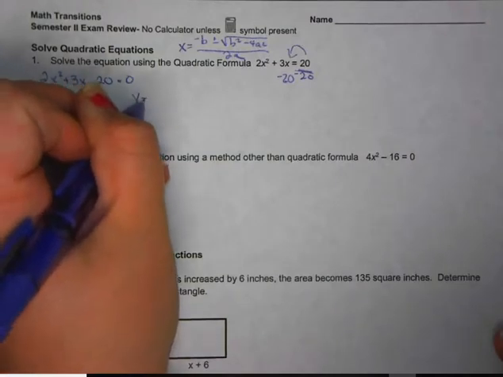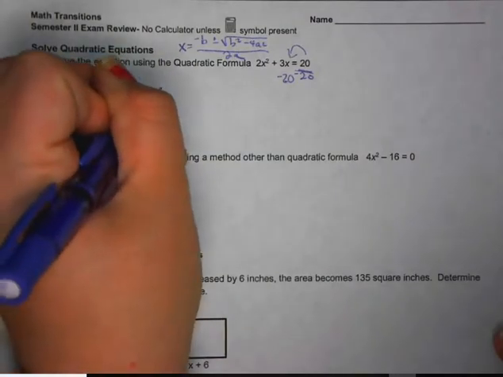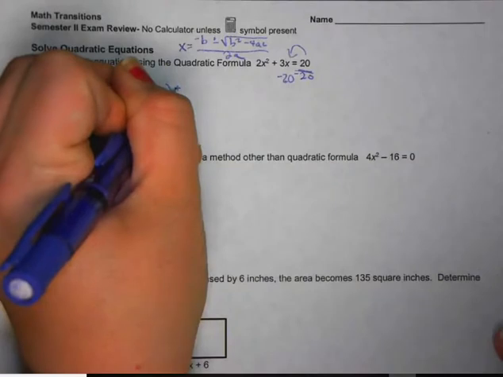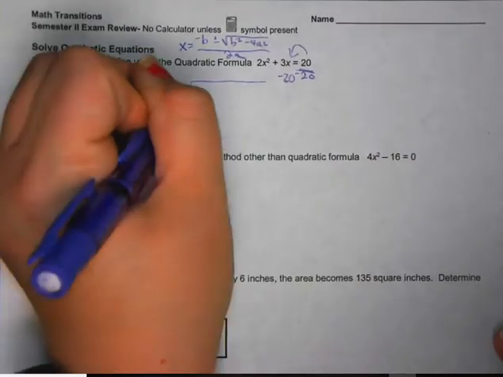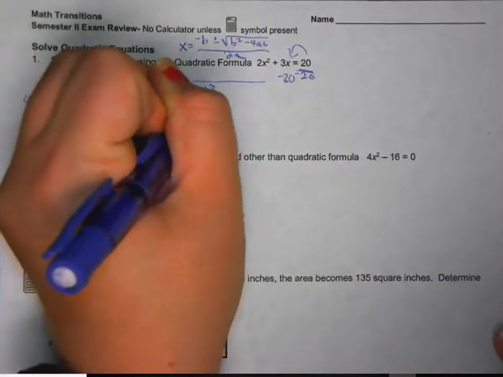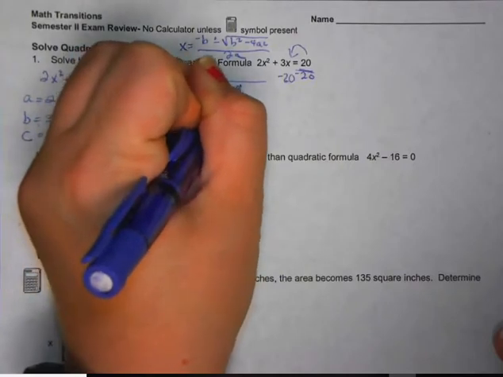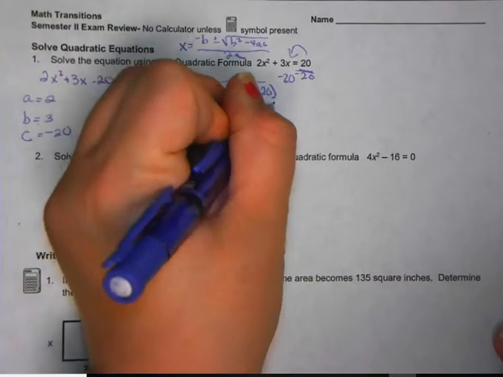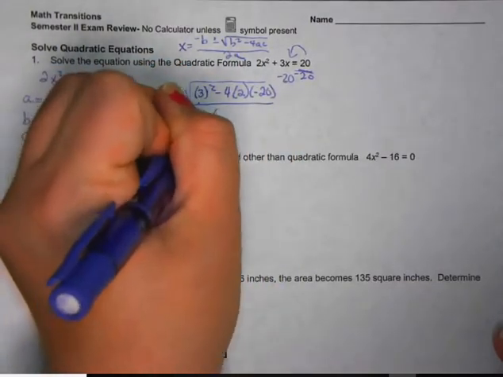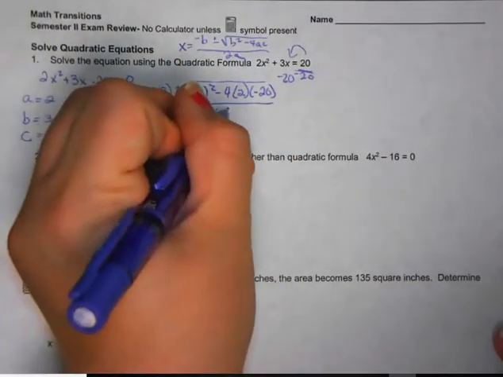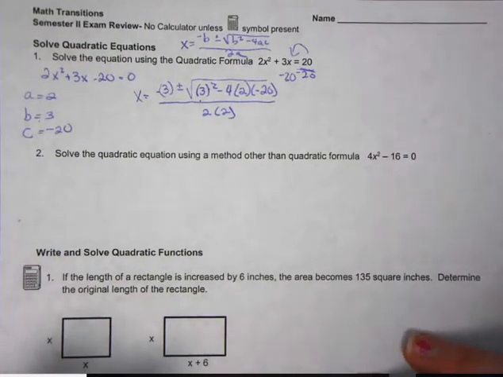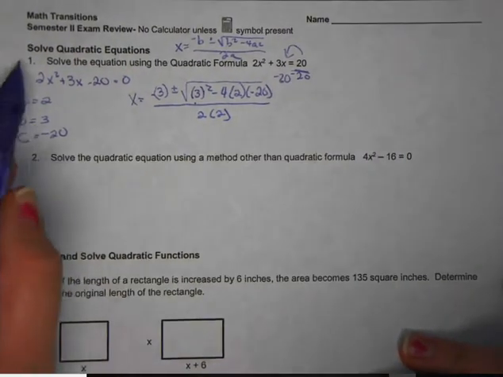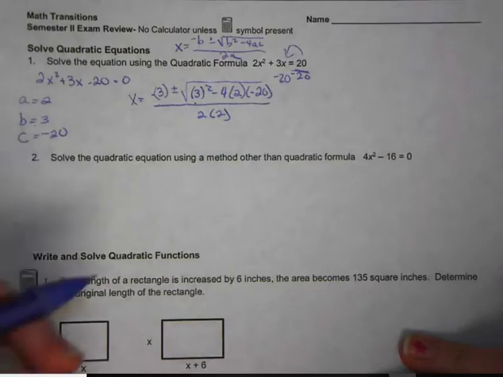So x equals the opposite of b, which is negative 3, plus or minus the square root of 3 squared minus 4 times 2 times negative 20, all of that over 2 times 2. And from here, we just use order of operations. Now, we won't be able to use a calculator. There's no calculator icon here.